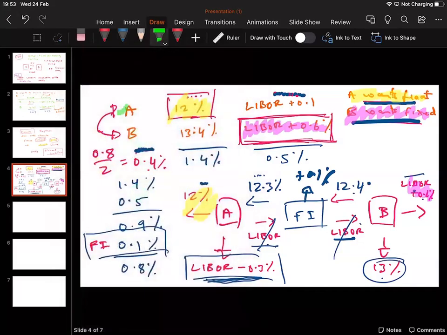So A gets 0.4%, B gets 0.4% benefit, and the financial institution takes 0.1. When we compare B's original quote of 13.4%, we can see they're getting a net position of 13. That's a benefit of 0.4. And we can see A's original preference for the floating rate, they were quoted LIBOR plus 0.1. Through the financial engineering embedded in the swap, we can bring that down to LIBOR minus 0.3, and that's again a 0.4% gain on position. So that's a simple explanation of a swap, how it works.